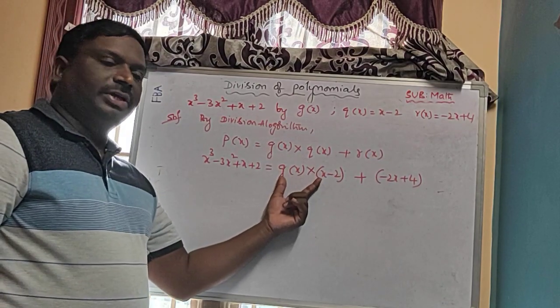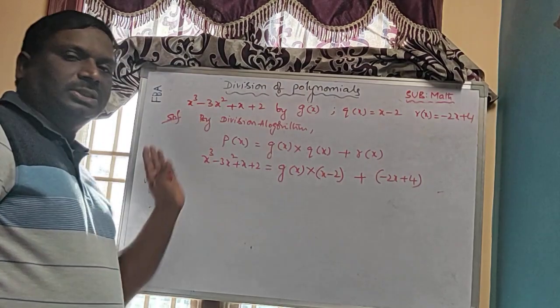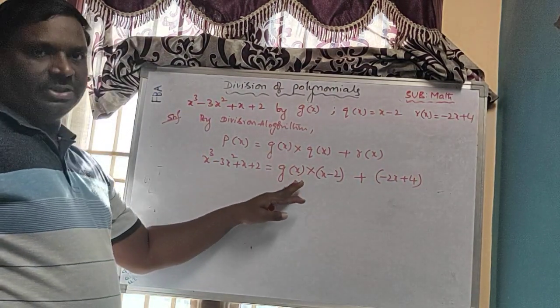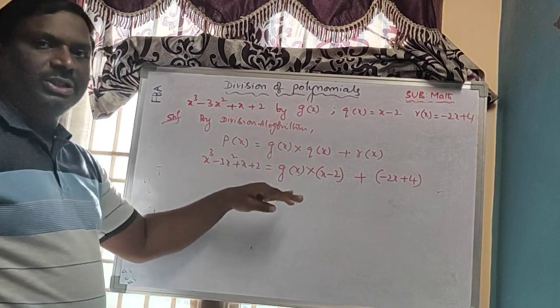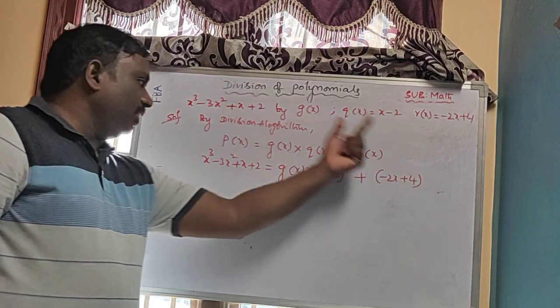To find the g of x, first you have to take this minus 2x plus 4 on this side. We need to find the g of x, so make g of x the subject. Minus 2x plus 4, you can take to this side.